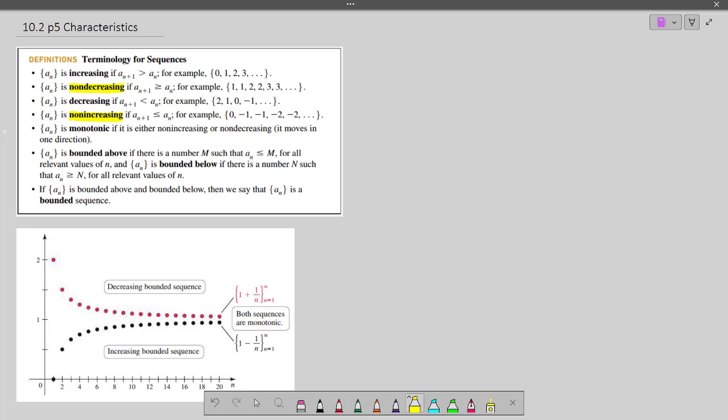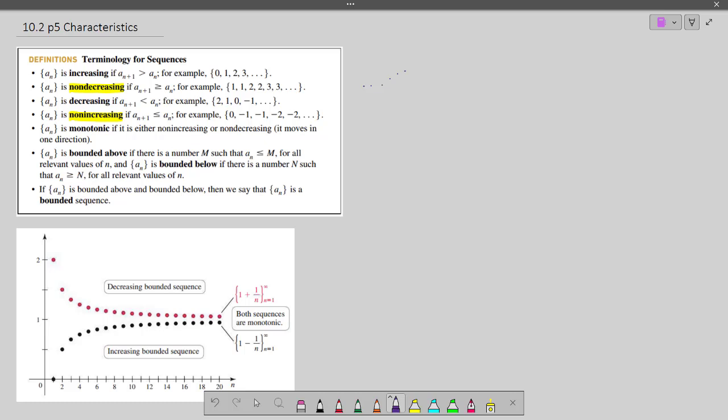Non-decreasing means it's not decreasing. That means it's either the same, constant, or going up. So non-decreasing, it can stay the same or trend up, but it can never dip. It's always got to be trending up. So you have this type of scenario. It can be flat. Maybe I should use dots. So you can be flat and then trend up, but you can never go down.